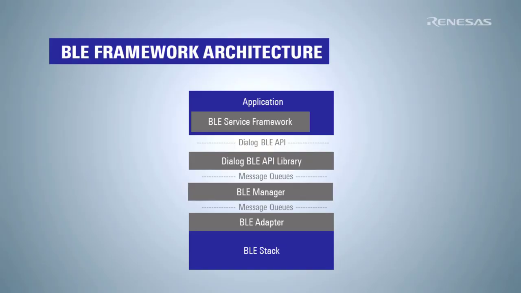The BLE stack layers up to GAP and GATT, and then the adapter provides the interface to the stack and executes the BLE stack internal scheduler and BLE interrupts, etc. The BLE manager acts like a middleman. It sends commands to the BLE adapter.